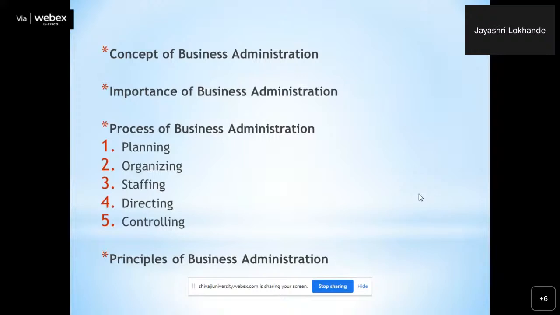Next, we covered the process of business administration. In that process, there are 5 functions, that is planning, organizing, staffing, directing, and controlling. This process of business administration is the overseeing and controlling of a business. This includes keeping lots of records, monitoring and overseeing every department and staffing, and managing teams of employees. Then we will see in detail the functions, that is planning, organizing, staffing, directing, and controlling.